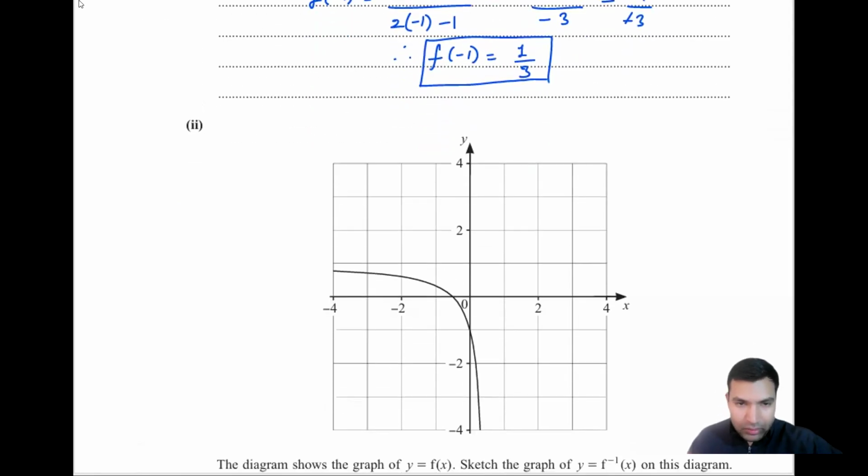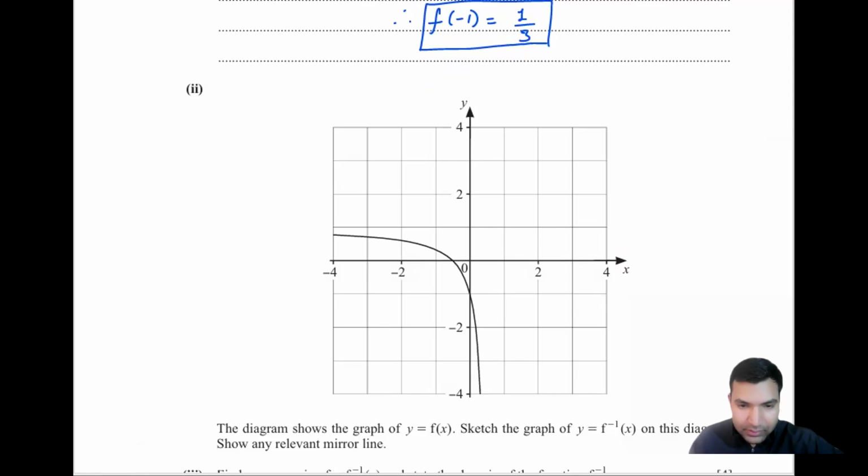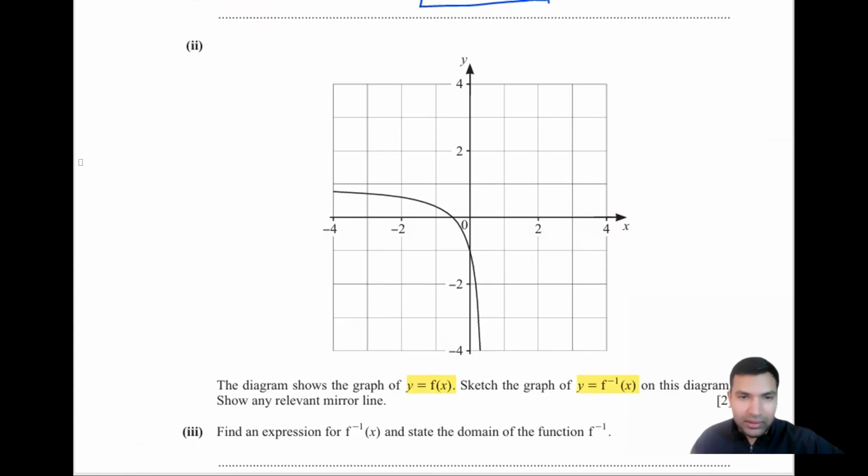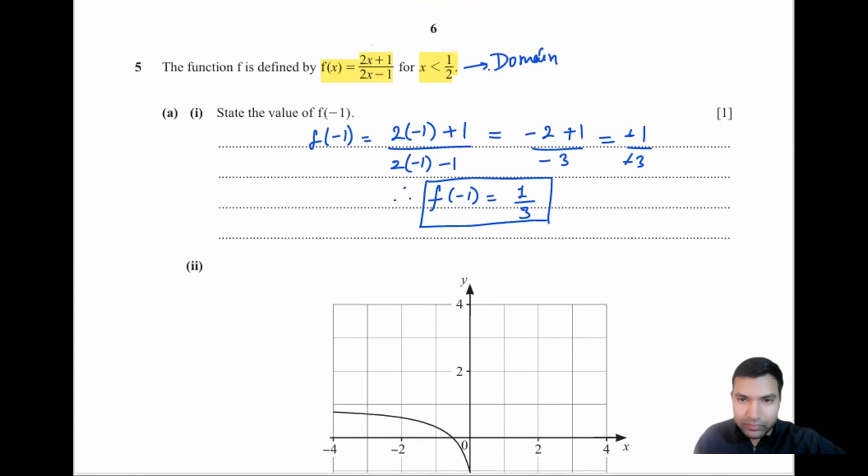Okay. Now coming on to the next question, it says the diagram shows the graph of y equal to f of x. Sketch the graph of the inverse function, y equal to f inverse of x. On this diagram, show any relevant mirror line. So we are given the graph of y equal to f of x. All right. So let's analyze what we mean by inverse. Let's understand the concept first.